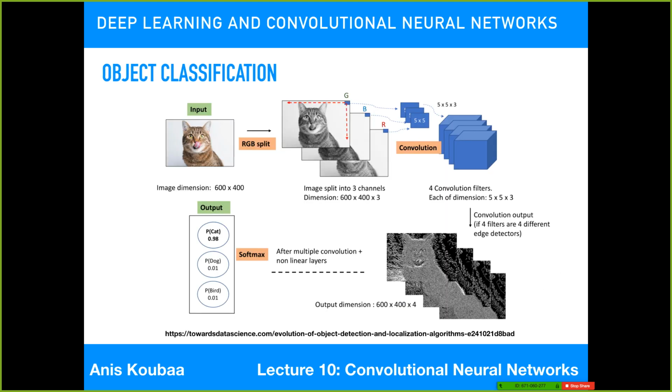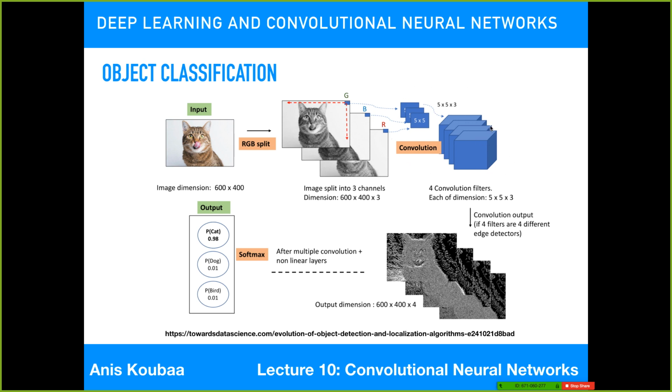Okay, so let's review now the concept of object classification. How did we do object classification? So usually we have an input image like this. It's an RGB image, so it's split into green, blue, and red channels, into 3 channels, and it has certain dimensions, for example, 600 by 400. And then it will be processed through a convolutional network.